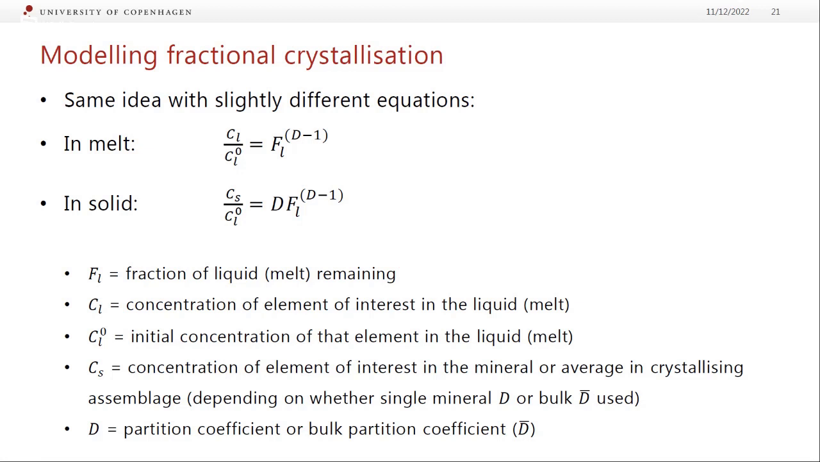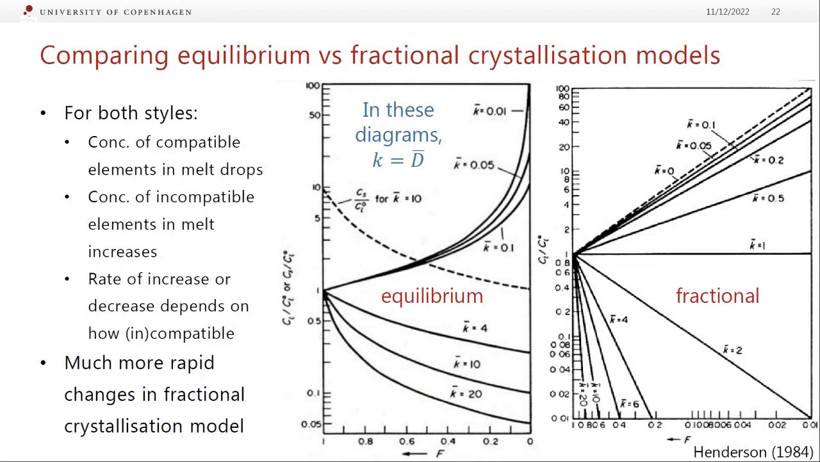So that's probably quite abstract on its own, but I'll just show you what this looks like. On the left here, we have a plot of the concentration in the liquid divided by the original concentration for a range of melt fractions remaining. On the left here, we have 100% of the melt remaining, so we've not crystallized anything at all. On the right here, we have 0% of the melt remaining, so we've crystallized everything. And this is shown for a range of different partition coefficients.